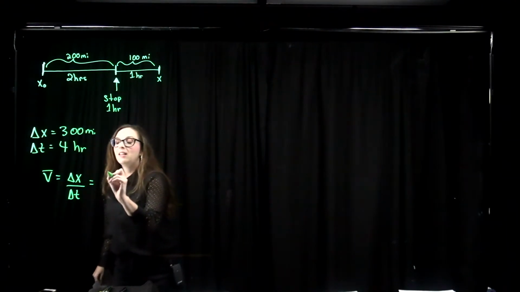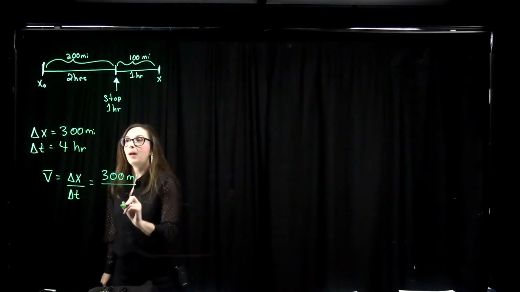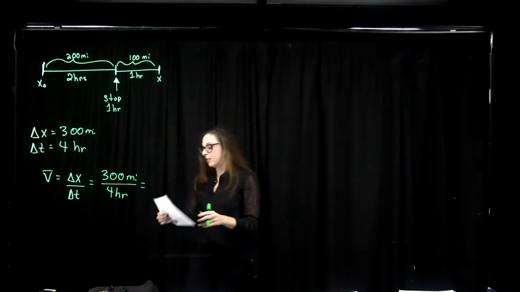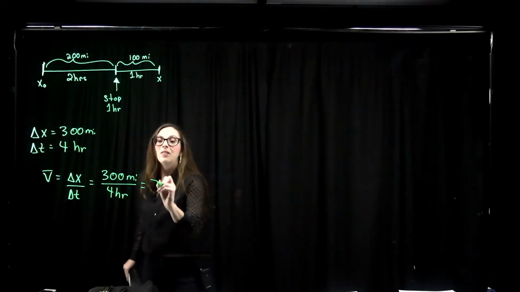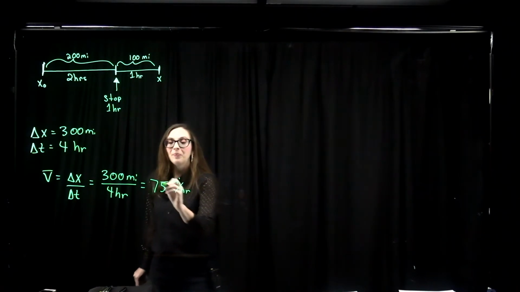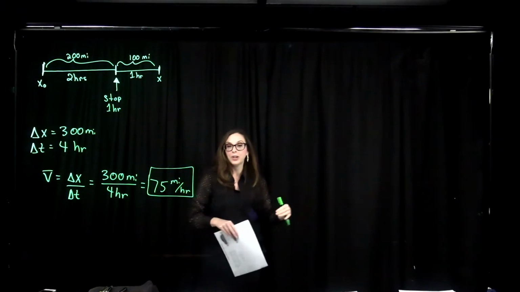And then I get that the average speed is going to be 300 miles divided by the time it took me, which was 4 hours. So 300 divided by 4, that gives me 75 miles per hour. Okay, so the unit here is a distance over a time.